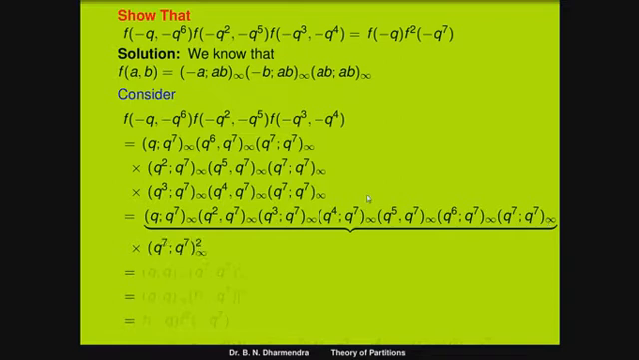So when we do not take the underlined terms, the term can be written as (q;q)∞. That is the expansion of the term. The first term is (1 - q^2)(1 - q^3)(1 - q^4)(1 - q^5)(1 - q^6)(1 - q^7).